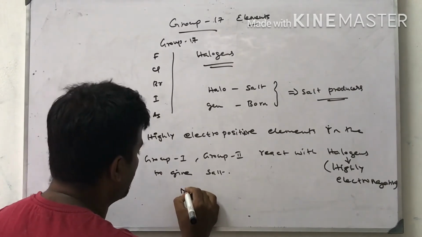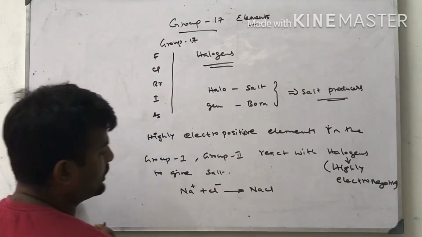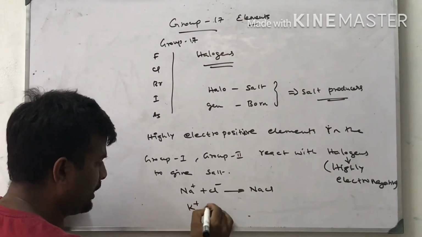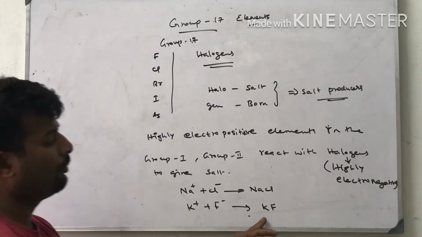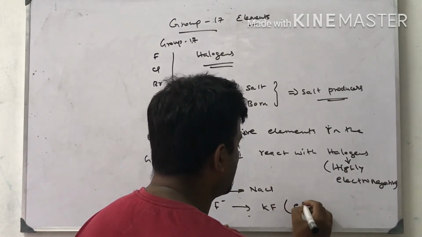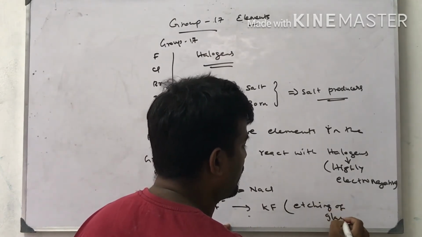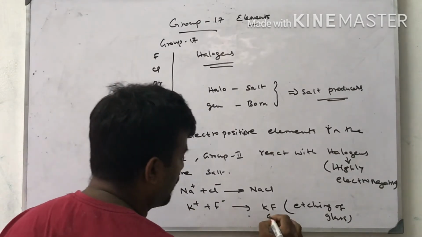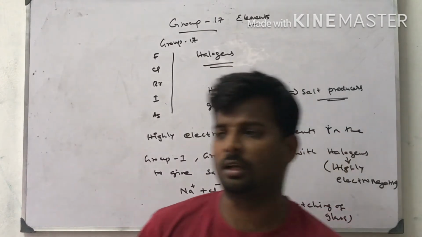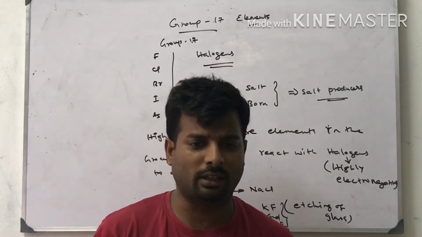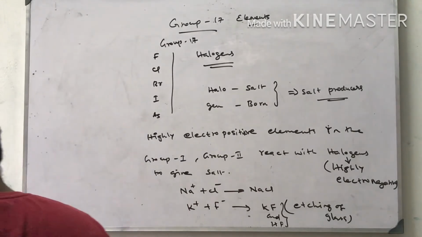For example, sodium reacts with chlorine, it will give sodium chloride, Na+Cl-. Potassium reacts with fluorine to form potassium fluoride. Hydrogen fluoride, HF, is used for etching glass. It is highly dangerous. It is used for etching the glass. Okay. So now I am going to tell about the halogen family.